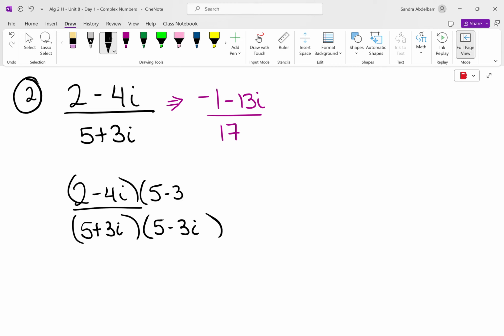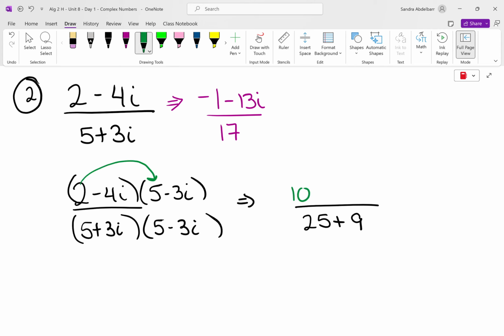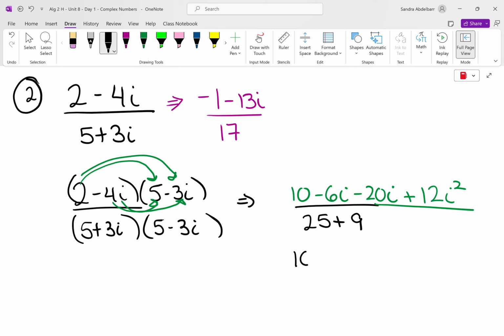Okay, so what I did was I multiplied by the conjugate. And when you multiply by the conjugate, you're going to get a squared, which is 25, plus b squared, which is 9. And in the numerator, we get 2 times 5 is 10. 2 times negative 3i is a negative 6i. Negative 4 times i is a negative 20i. Negative 4i times a negative 3i is a positive 12i squared.